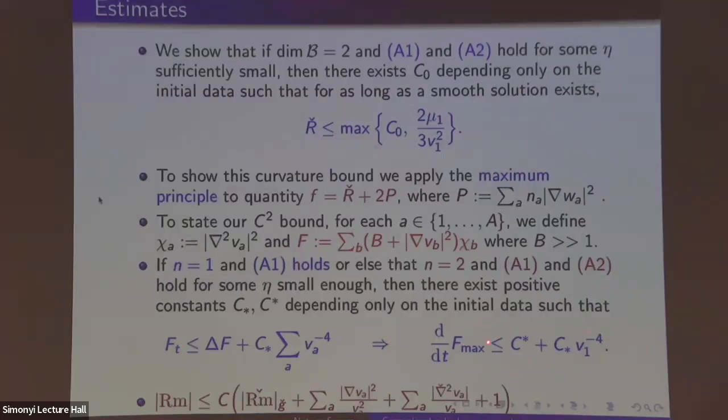So what does this tell you? This means that as long as V1 is bounded from below, everything is nice and bounded. So as long as V1 is bounded from below, all curvatures are bounded, and you can therefore continue the flow. But we know that V1 has to go to 0 at some time capital T, which means that most likely the singularity will happen there.